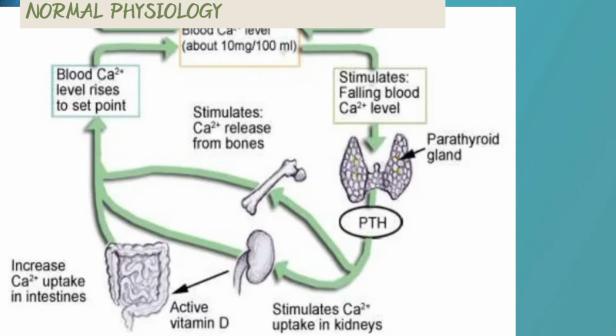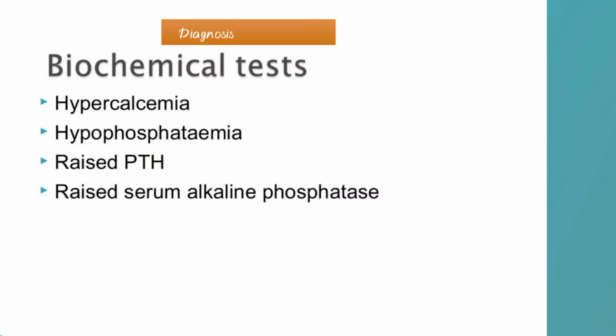When calcium levels in the blood fall, the parathyroid gland is triggered to release parathyroid hormone, which targets both the bones and the kidneys. For the bones, it stimulates the release of calcium from the bones, and for the kidney, there is production of the active form of vitamin D, which targets the gut, thereby increasing the calcium levels.